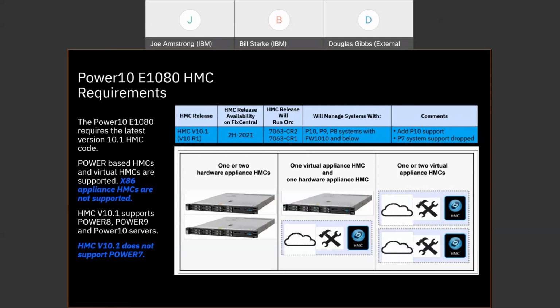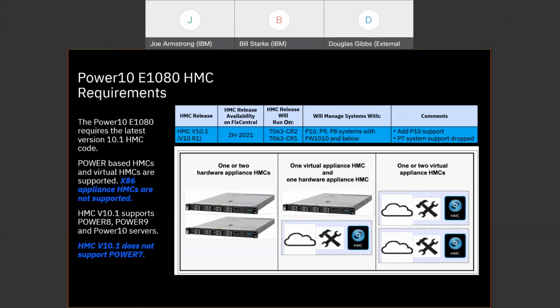The older HMCs that were Intel-based appliances, the CR8, 9, 7, all those old ones, do not work with the E1080, right? And with the E1080, you have to put the HMC release 10.1 on there. Another thing is with 10.1, you cannot manage a Power7, right? These systems will manage Power7, but once you put on 10.1, you can't manage Power7. So what that means is if you're managing your Power10, you're not managing your Power7 with that same HMC, okay?